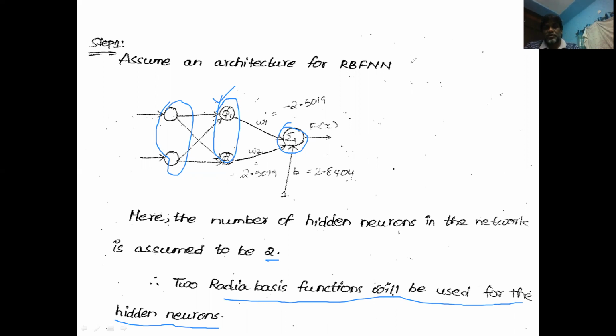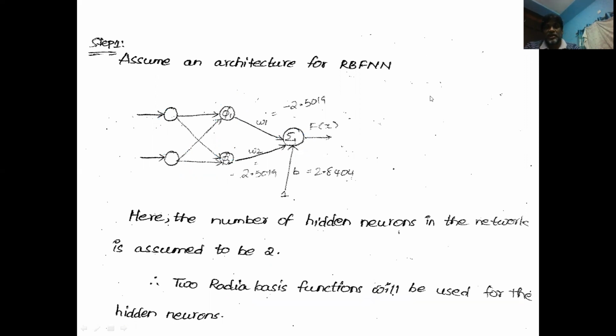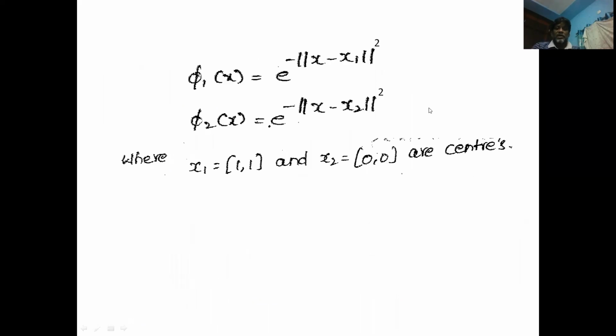Once we identify this architecture, we can continue with the remaining things. The next thing is you need to define the corresponding radial basis functions for each hidden neuron separately. So phi1 of x is for the first hidden neuron, phi2 of x is for the second hidden neuron. We'll define it with a general radial basis function.